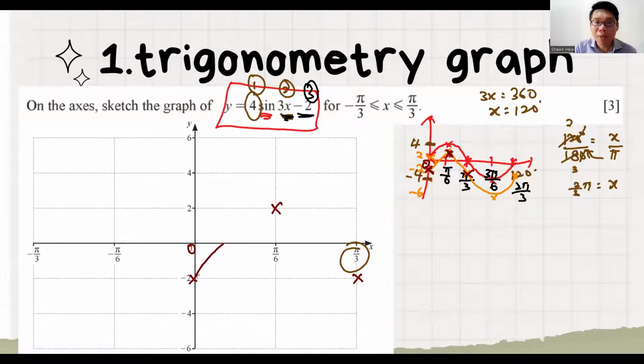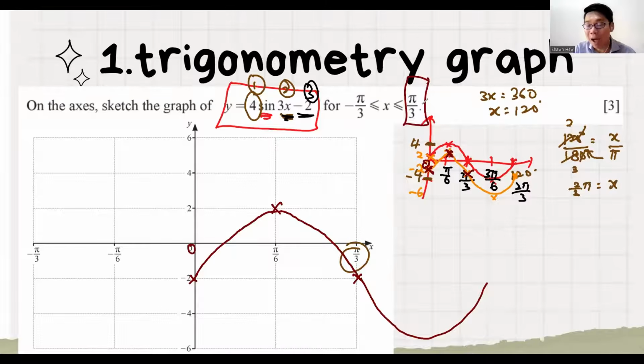So the positive part we have completed. They do not ask further to 2 pi over 3, so we just stop here. We don't need to show them that, oh, actually, I know what happened after this. No need, because they only want until pi over 3. So after finishing the positive part, we need to do the negative part.